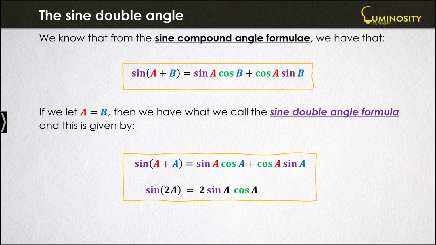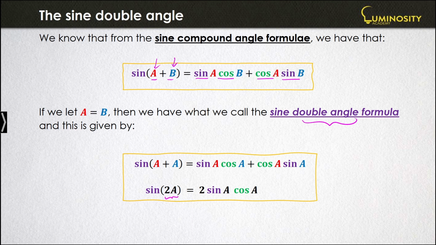So we know that from the sine compound angle formulae, we derived that the sine of a plus b could be written as sine a cos b plus cos a sine b. But if we let these two angles a and b be equal to each other, then we have what we call the sine double angle formulae. We can see why we call it double angle: when we put in b in place of a, so the two angles are the same, on the left hand side we have a plus a, which is 2a, hence double angle.